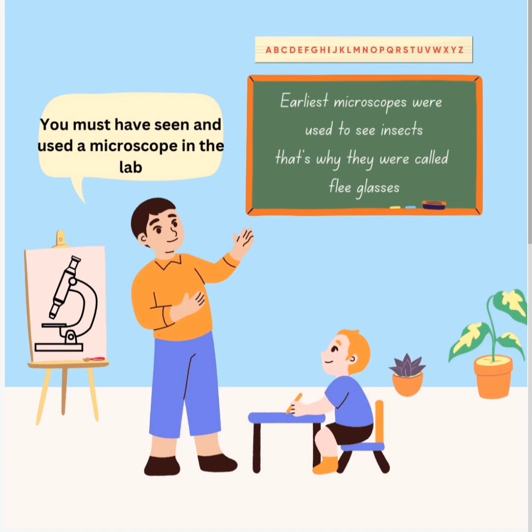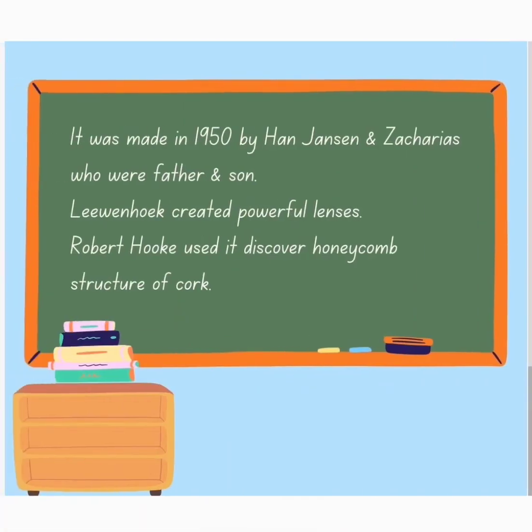Earliest microscopes used to see insects. That's why they were called flea glasses. It was made in 1950 by Hans Janssen and Zacharias, who were father and son. Leeuwenhoek created powerful lenses. Robert Hooke used it to discover honeycomb structure of cork.